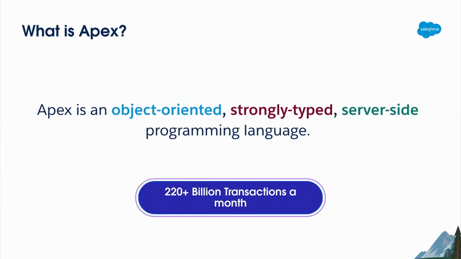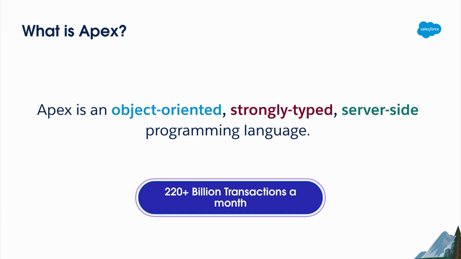So how do you define Apex? All of us know it's a programming language, but I would personally define it using those three words. Apex is an object-oriented, strongly typed, and server-side programming language. Now let's unpack these words.